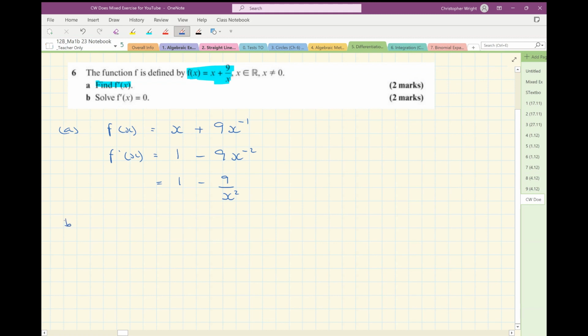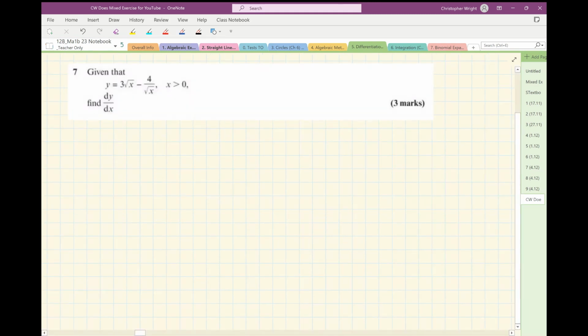Right, part B, solve f dash of x equals 0. So I need to solve this equation. 1 minus 9 over x squared equals 0. If I multiply everything by x squared, I get x squared minus 9 equals 0. Add 9 to both sides and square root. So x could be plus or minus 3. And that is the solution to number 6.